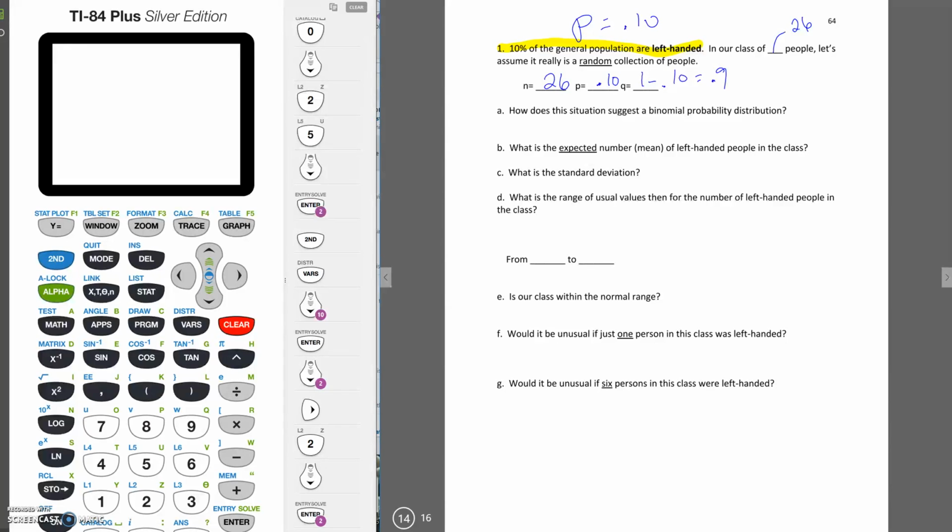Okay, how does this suggest a binomial probability distribution? So our number of trials would be the number of people in the class. So 26. Either the person is left-handed or not, so those are our two outcomes. Since it's a random collection, it's independent. And each person that we choose would have a 10% chance of being left-handed.